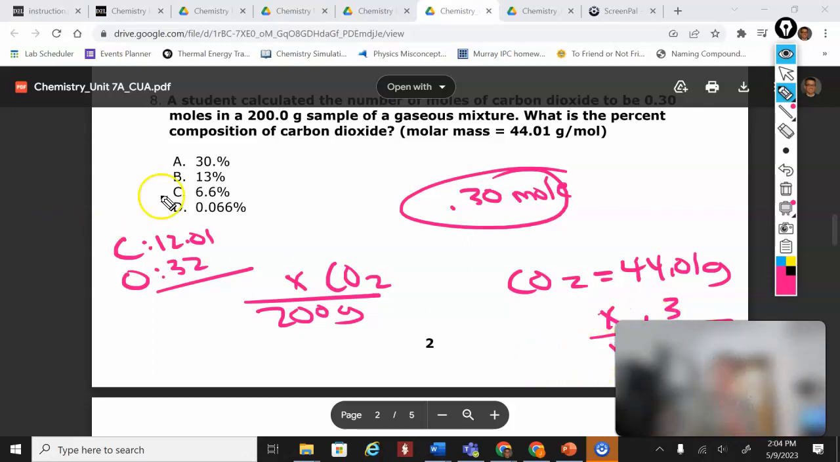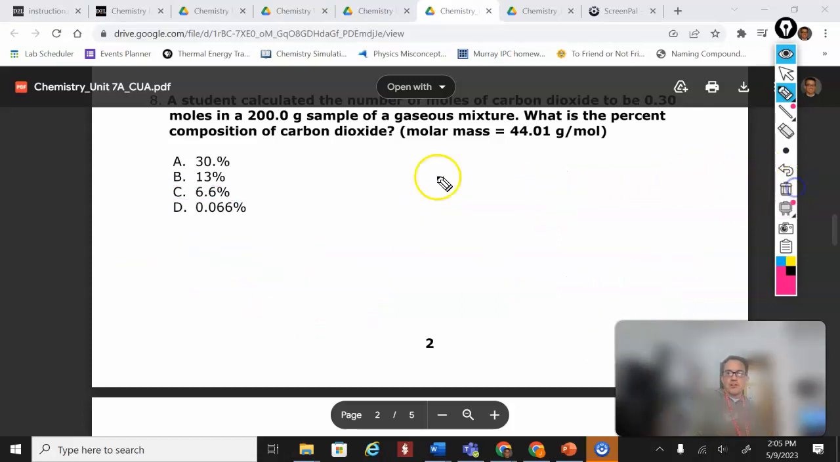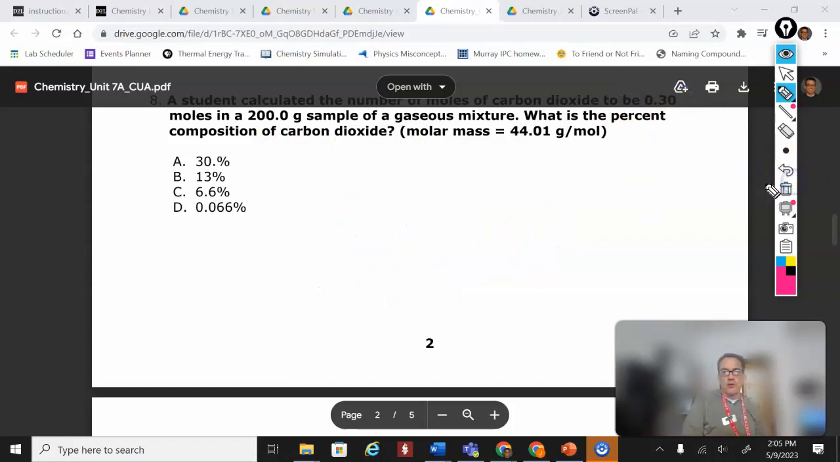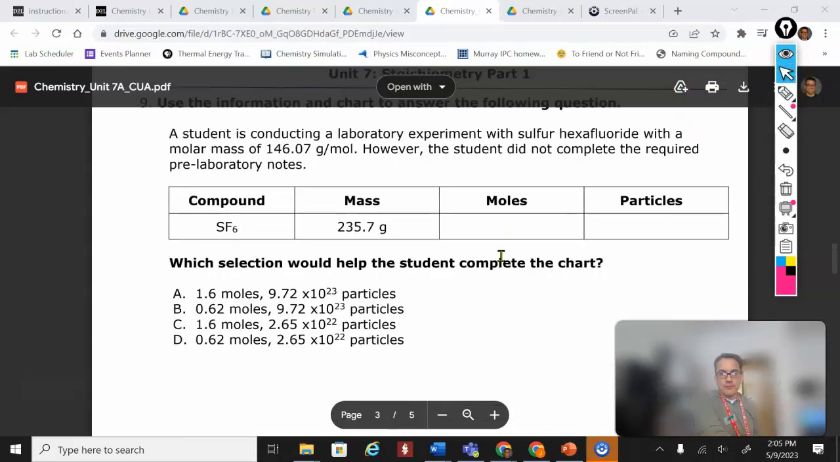What do I do with that? Notice that's a choice up there, so you could be wrong about that. 13.2 needs to go on top of this fraction. So 13.2 divided by 200, that's going to get us our 6.6 when we turn that into a percentage. So again, we're looking at what is the percent composition. Out of the 200 grams total, how many grams of it was carbon dioxide? And we just simply needed to convert our 0.3 moles into the correct number of grams on that one. Almost done here.